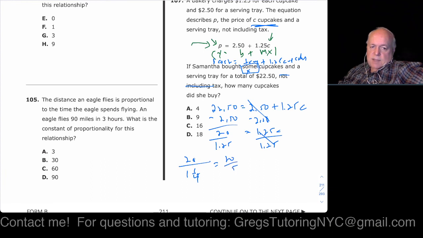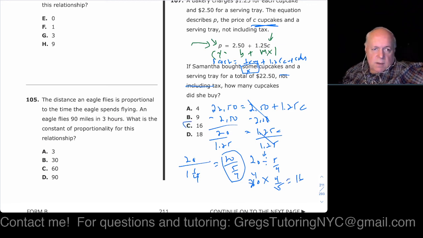This is the classic problem we solved a number of times in the other videos. If we rewrite that longhand, we get 20 divided by 5/4, which is the same as multiplication by its reciprocal, or keep, change, flip: keep the 20, change the operation, and flip the fraction. So 5 goes into 20 four times, and 4 times 4 is 16, and the answer should be C. That was 107.